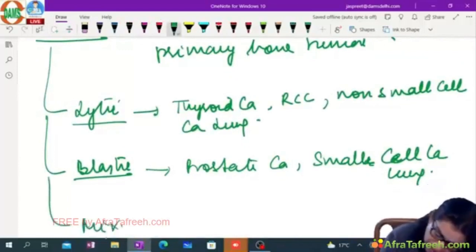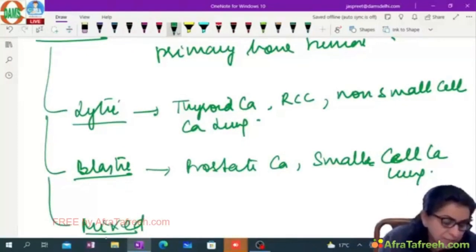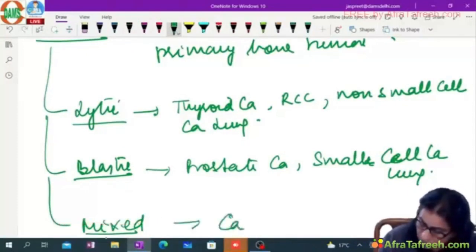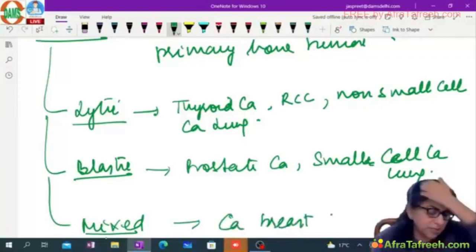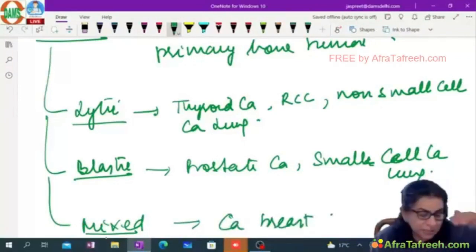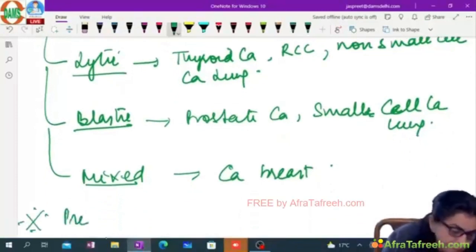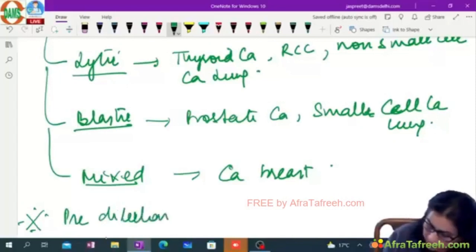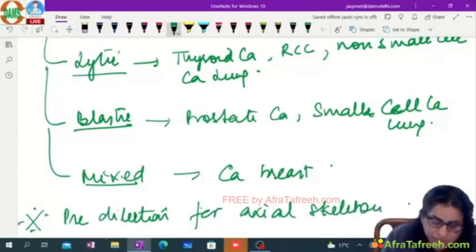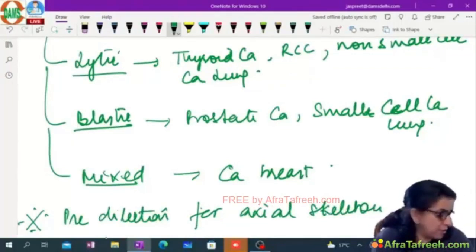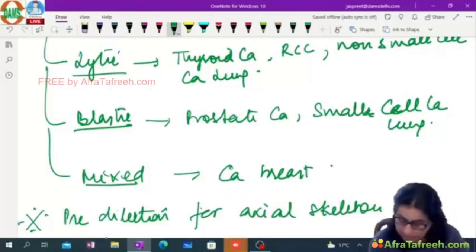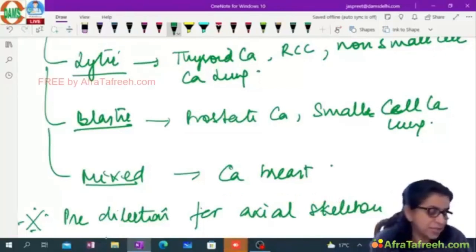And then third is mixed. Mixed is both lytic and blastic. This is seen in case of carcinoma breast. If it produces bone mets, they are combined lytic and blastic. And metastasis in the bones are in the bones of axial skeleton. So metastatic deposits have predilection for axial skeleton.